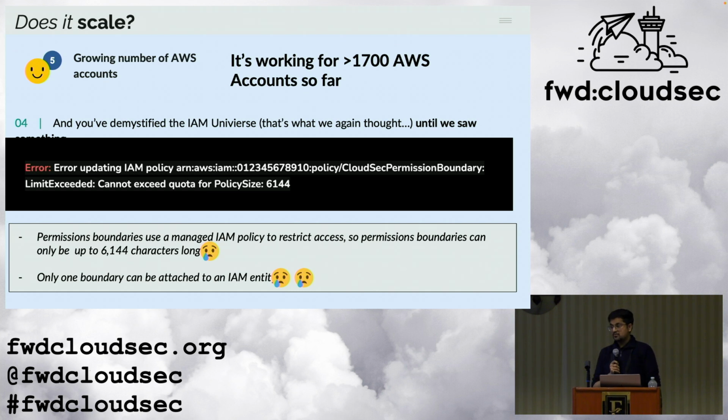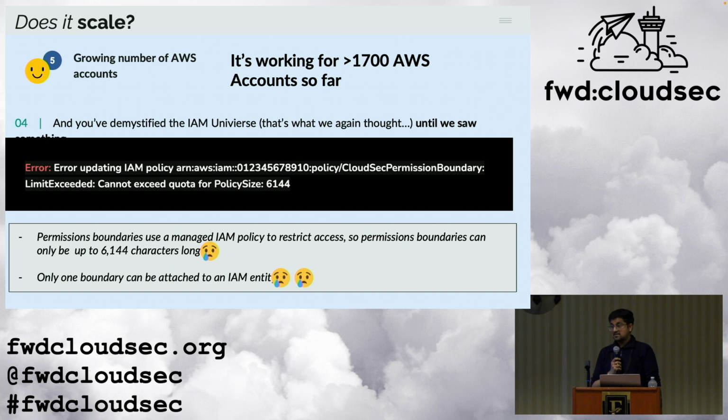Then we again thought we had demystified the IAM universe. But then we saw something in our CI job logs which said we cannot update the permission boundary because it's exceeding the policy size of 6,144 characters. And then we thought, okay, maybe we can attach more than one boundary to an IAM role, just like IAM policies, SCPs, but that doesn't work. As per AWS documentation, you can only have one boundary attached to an IAM entity, and it cannot exceed the size of 6,144 characters.